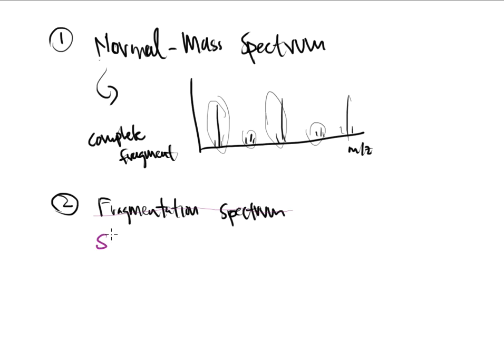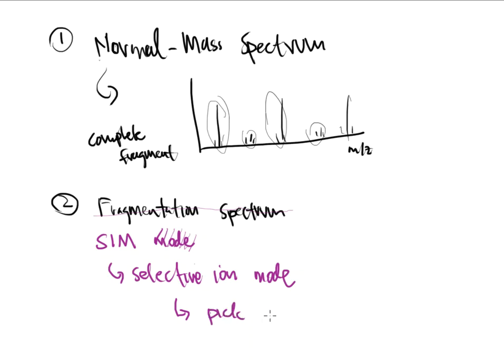So now what we call this is SIM mode. SIM stands for selective ion mode. That would sound silly to say "selective ion mode mode." So SIM is a selective ion mode. It will allow you to pick just one fragment, or maybe more than one fragment, that you want to look at. You don't need the whole picture. You don't need all fragments across the board.